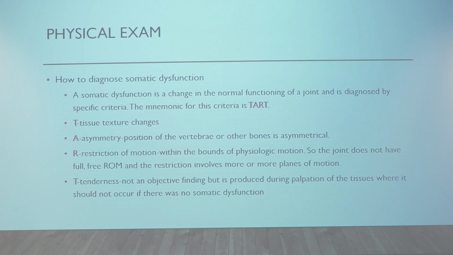All right, so how do we diagnose somatic dysfunction? Well, first we do a screen on the patient. We're gonna look for tissue texture changes. We're gonna look for asymmetry, maybe of the vertebrae or other bones. We're gonna look for restriction of motion and for tenderness. Now, tenderness is not an objective finding, but if you find tenderness in an area that has loss of motion, then that kind of clues us in that we need to look a little bit further.